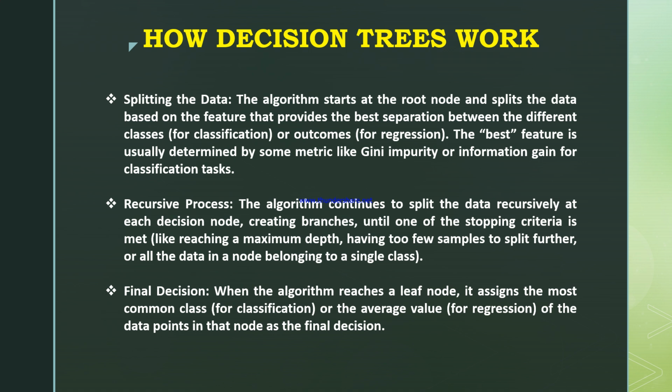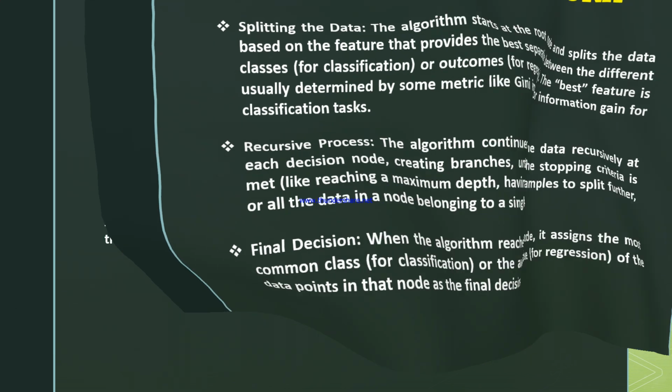Recursive process. The algorithm continues to split the data recursively at each decision node, creating branches, until one of the stopping criteria is met, like reaching a maximum depth, having too few samples to split further, or all the data in a node belonging to a single class. Final decision. When the algorithm reaches a leaf node, it assigns the most common class for classification, or the average value for regression, of the data points in the node as the final decision.